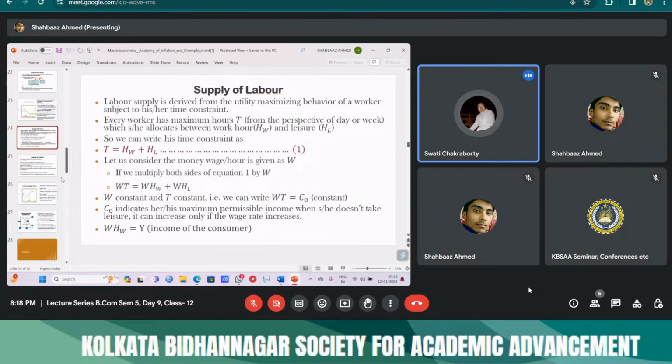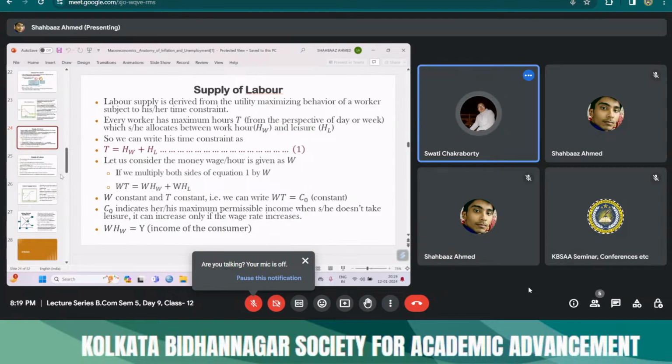Now W is constant because the wage per hour is constant, and T is constant. So WT is a constant. Let's put it as C0. This is the maximum permissible income that he or she would get if they don't take any leisure hours. The worker has total time T, the wage per hour is W, and WT is the total possible income if they devote the entire time to working. And this will increase if the wage rate per hour increases.